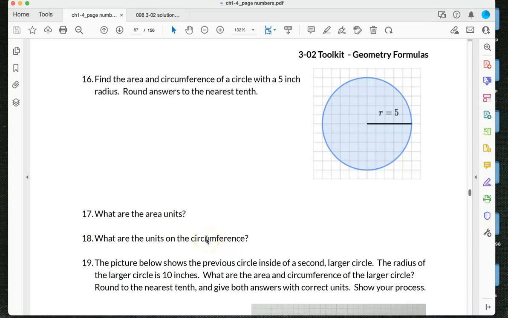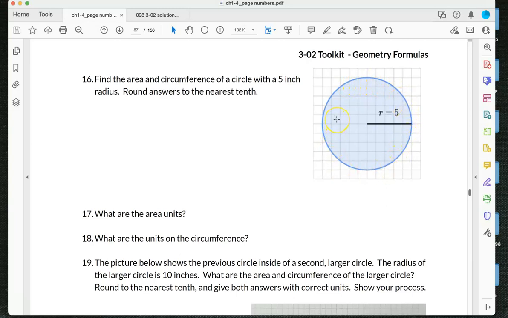Find the area and circumference of a circle with a 5-inch radius. So I like to see the circle on a grid. When we find the area, we're actually finding the number of little squares enclosed by the circle. You can actually count them. It gets a little bit messy at the edges where we have partial squares being enclosed.